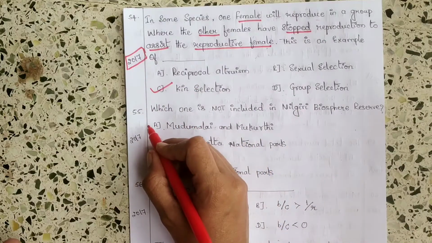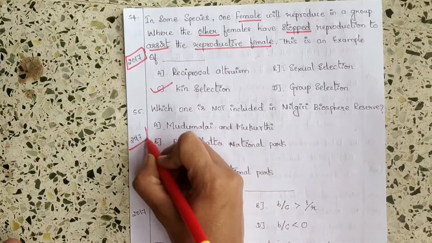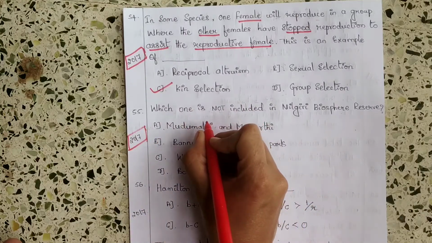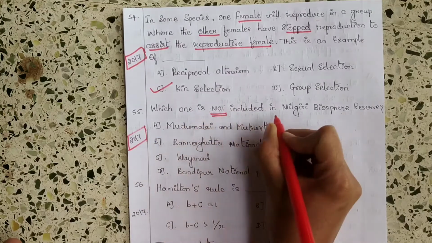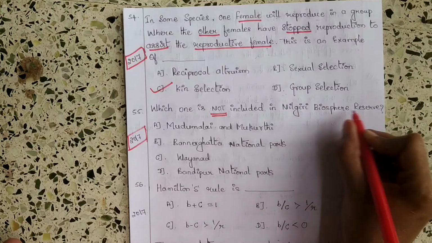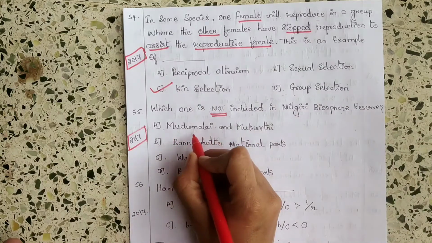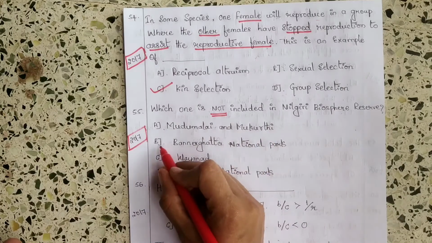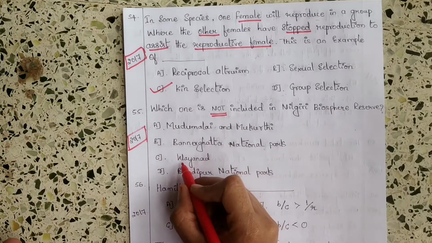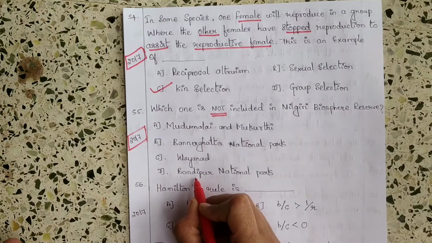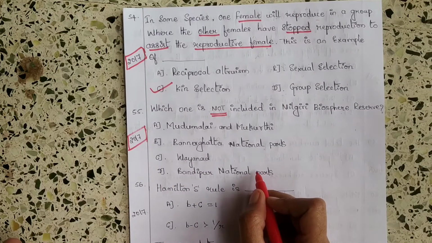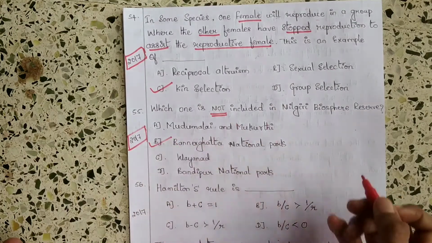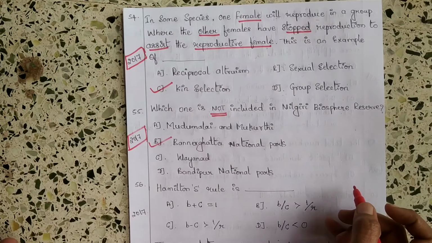Let us move on to the next question, which is asked in the year 2017. Which one is not included in Nilgiri biosphere reserve? Option A Mudumalai and Mukurthi, option B Bannerghatta National Park, option C Wayanad, option D Bandipur National Park. The correct answer for this is option B, that is Bannerghatta National Park.